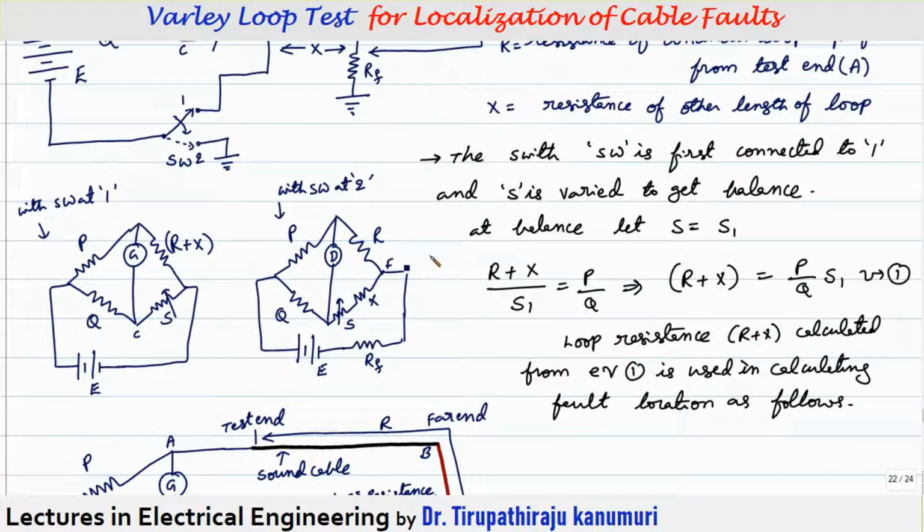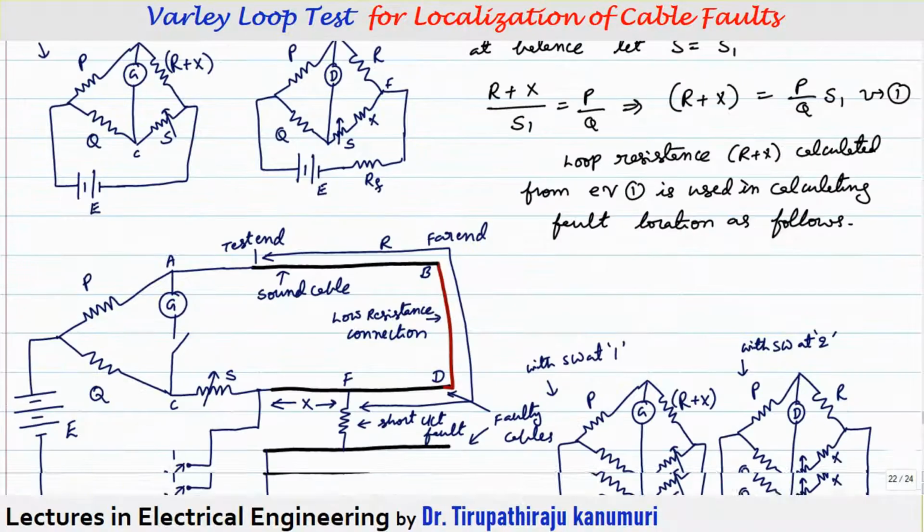So when you are connecting to position number 1 of the switch, this is the equivalent circuit. We can write under balance condition P by Q will be equal to R plus X divided by S. Let us assume we get the balance when S is equal to S1 in position number 1. From this we can tell that R plus X is equal to P by Q times S1. Here R plus X is nothing but the loop resistance. So by connecting to position number 1, we are practically calculating the value of the loop resistance. This loop resistance R plus X calculated in equation 1 will be used for calculating the fault location when connected to position number 2.